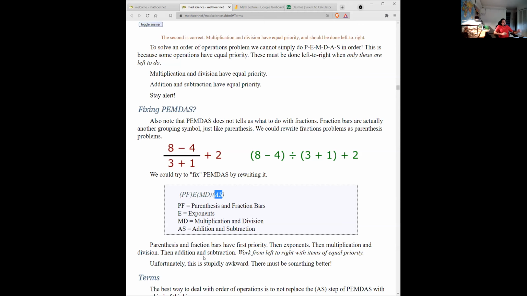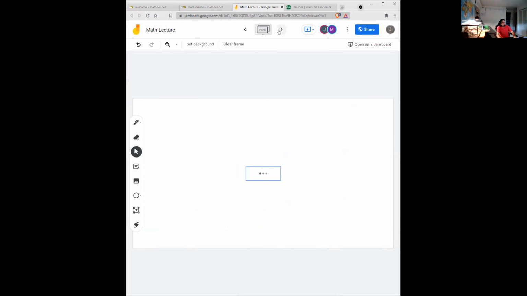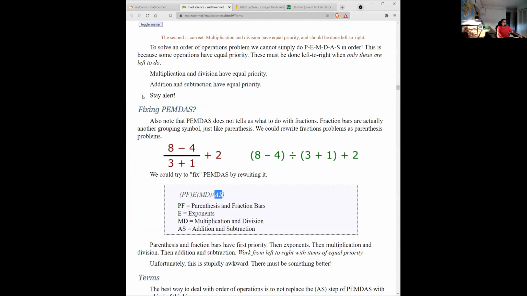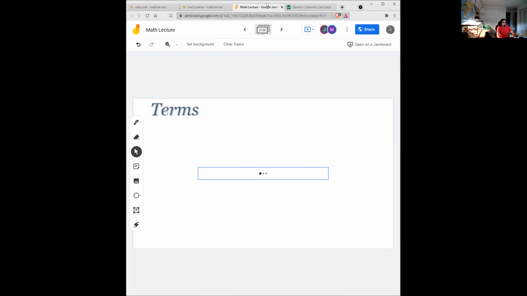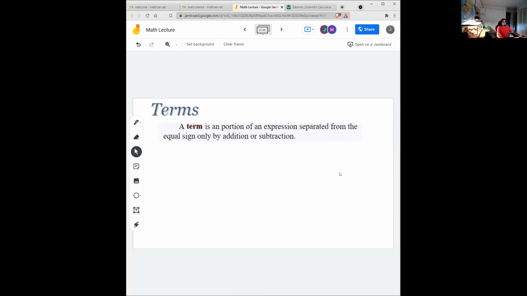The other problem with PEMDAS is that there's something better. So we're now going to talk about terms. You have to know PEMDAS a little bit. I am lying when I'm saying, or implying, that terms can replace PEMDAS. They can't, but terms is the thing that your brain should think about more. So a term is a portion of an expression that's separated from the equal sign only by adding and subtracting.